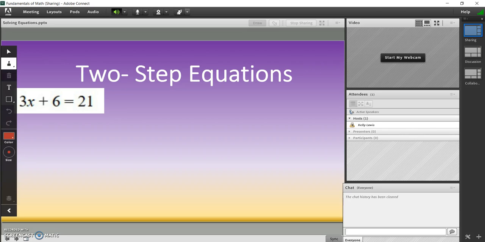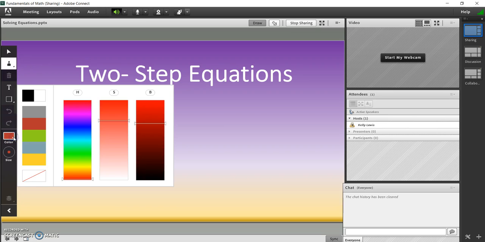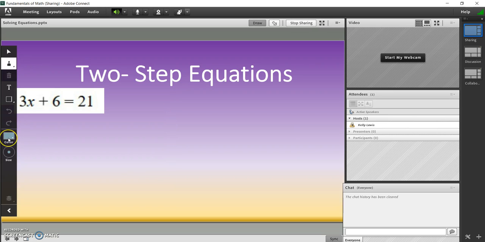Let's do two-step equations. All right, so this is a little harder. Don't feel intimidated. Okay, you can do this. This x. Okay, the first thing that's happening to the x is the 3 is being multiplied. Right. The second thing that's happening to the x is the 6 is being added.